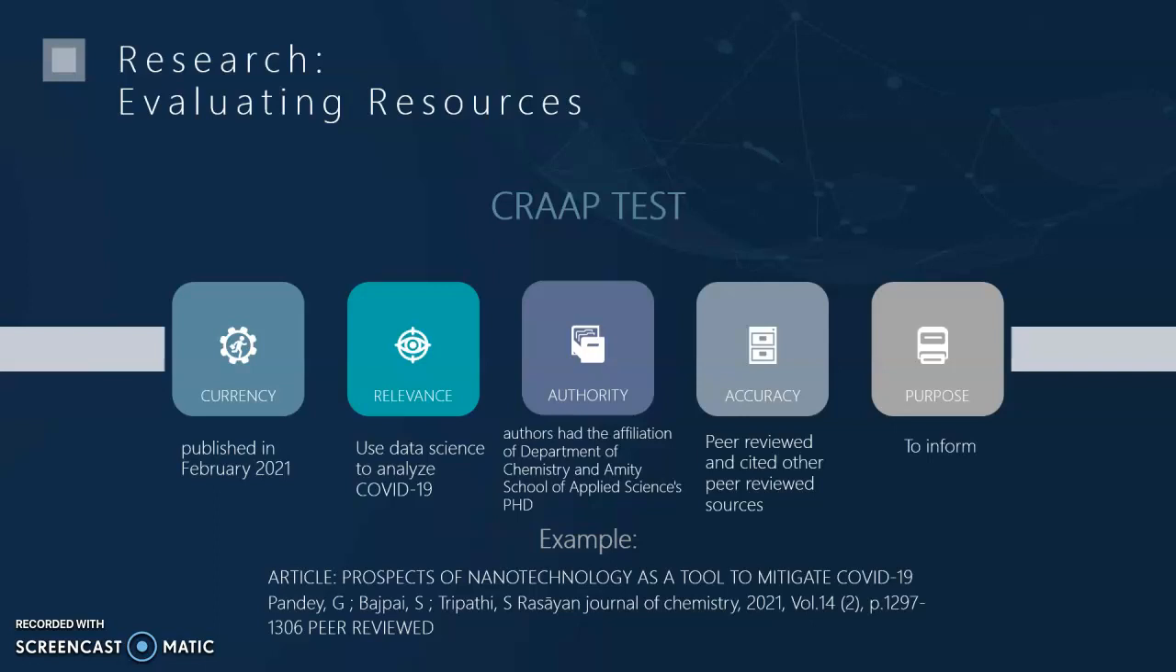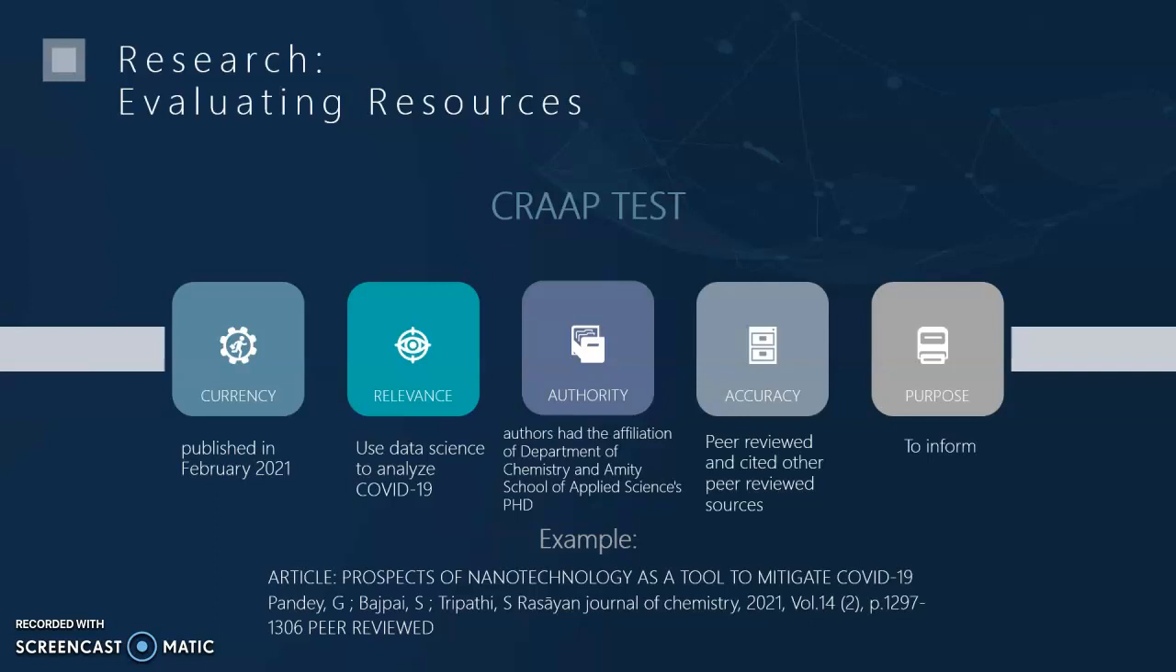Next, I evaluate the 3 different sources that I found with the CRAAP test, which evaluates these 3 sources in 5 aspects: currency, relevance, authority, accuracy, and purpose. Here's one of my example sources and how it fits all the criteria.